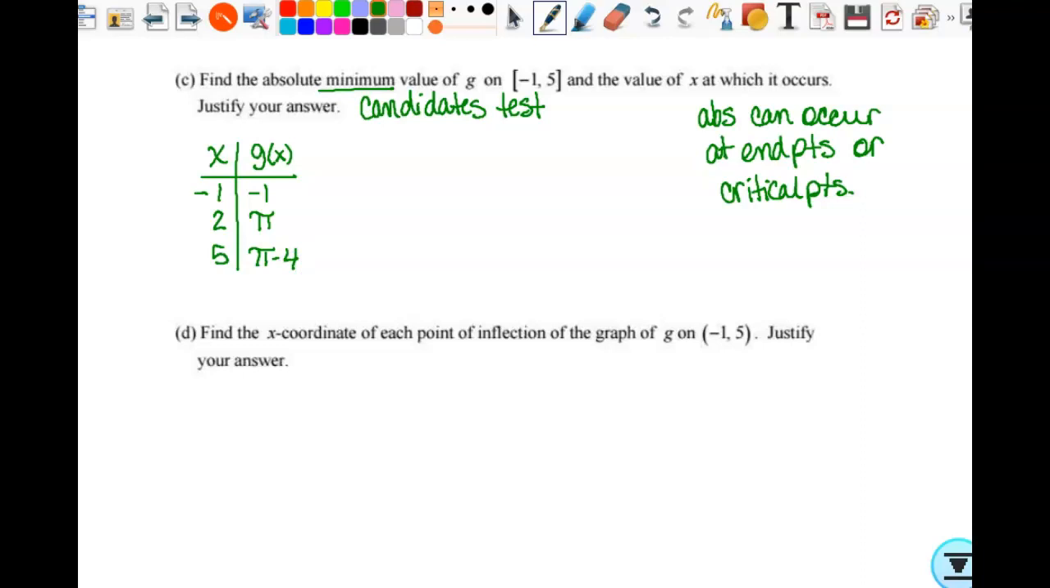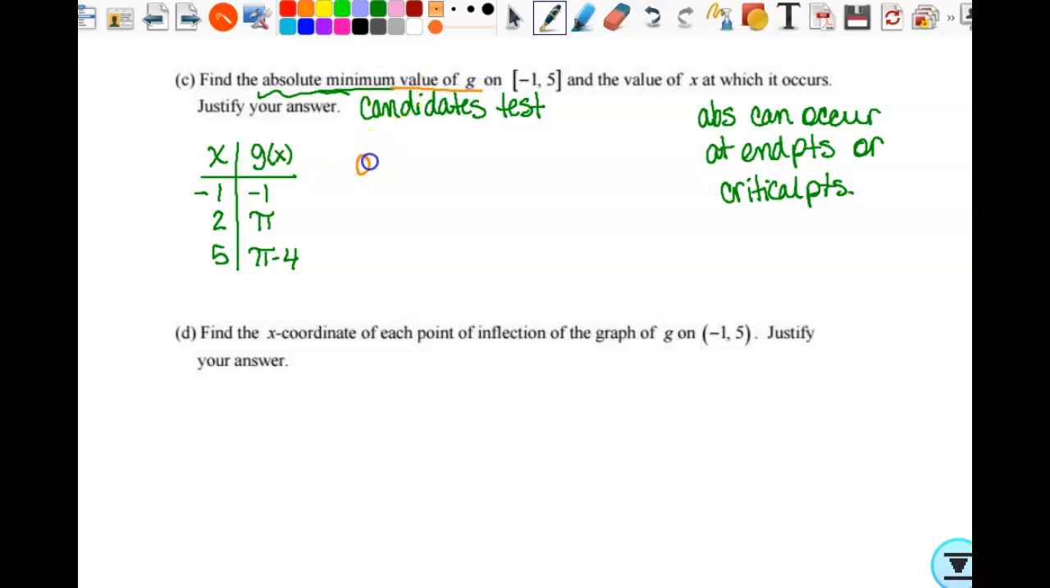So what are we looking for? Absolute minimum. So this is positive. Pi minus 4 would be negative, but would it be less than -1? No, because this is 3.1415, right? So this is negative, but greater than -1, whatever it is. All right, which means that we can say, let's see, find the absolute minimum value of g.